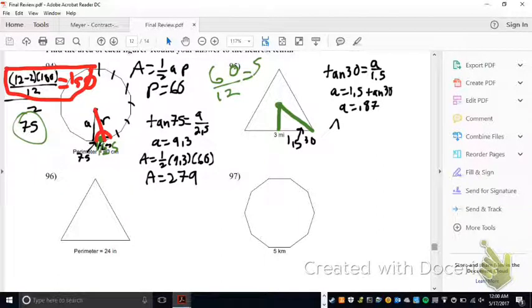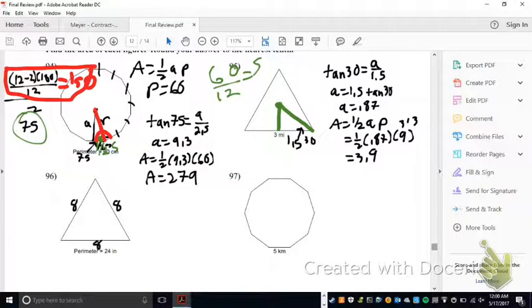I know it seems really small. I actually ran it a couple times. It's right. So the area equals 1/2 the apothem times the perimeter. The apothem is 0.87, and the perimeter is 3 times 3, or 9. Run that through a calculator, and we get the area of that triangle being 3.9.